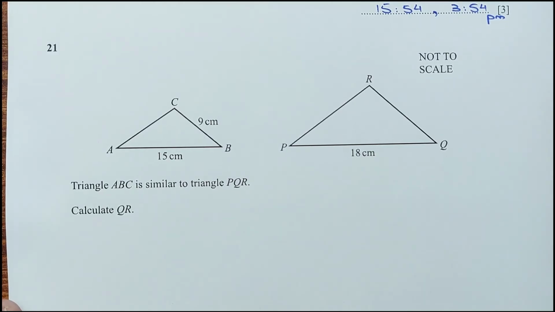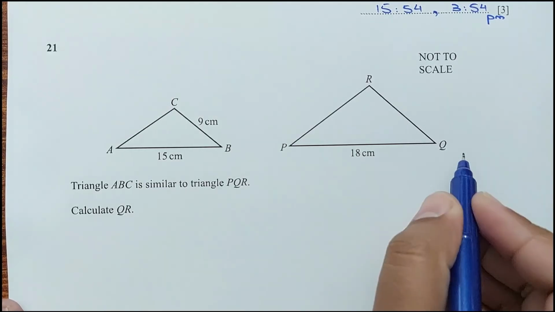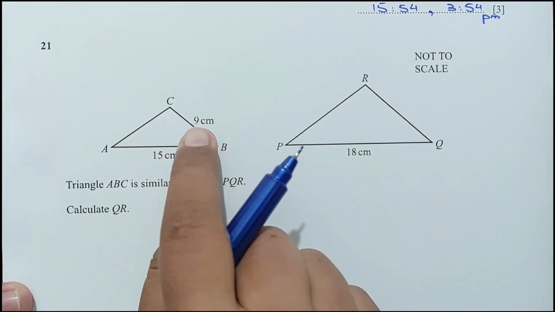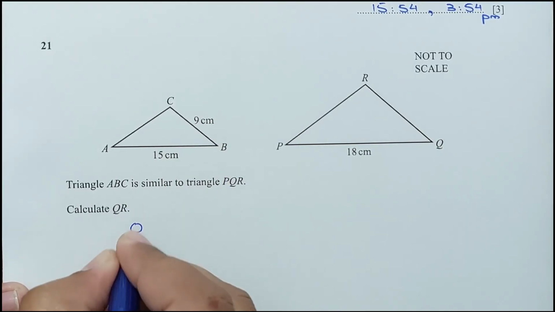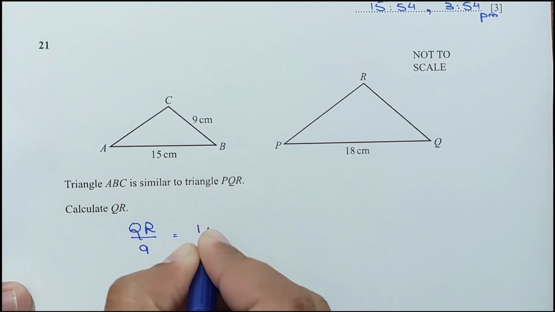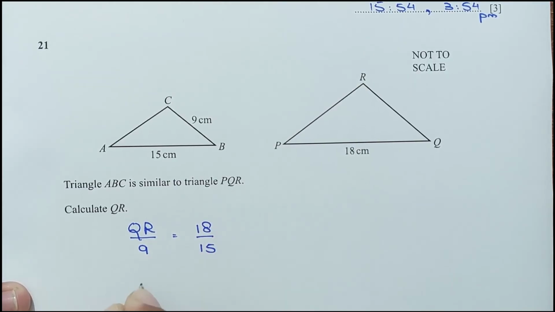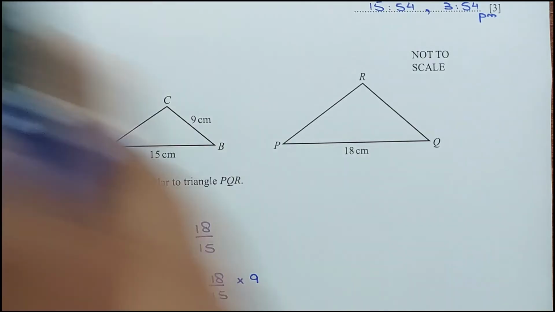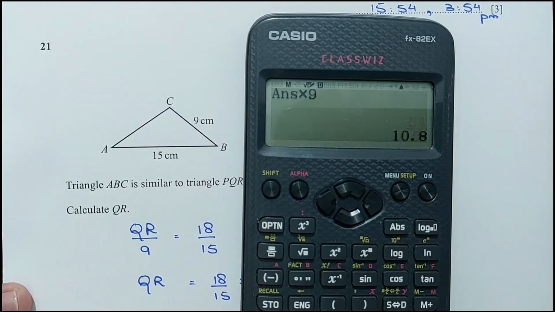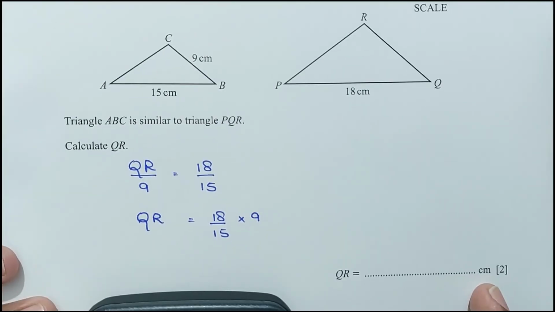Question number 21. Triangle ABC is similar to triangle PQR. Calculate QR. Okay, so they are mathematically similar. The ratios of their corresponding sides are equal. So we can say QR over 9 equals 18 over 15. So QR should be equal to 18 over 15 times 9. 18 over 15 times 9, 10.8 centimeters is QR.